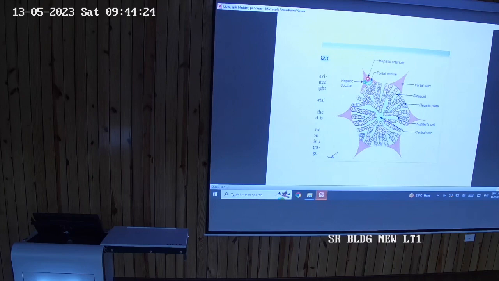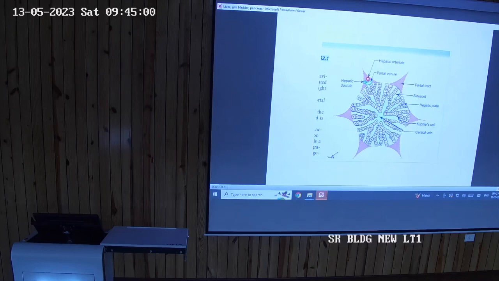Now look at this part. This is one lobule. You are seeing this is the central vein. Radiating from the central vein, you are seeing the rows of cords. In each cord, the hepatocytes are present.